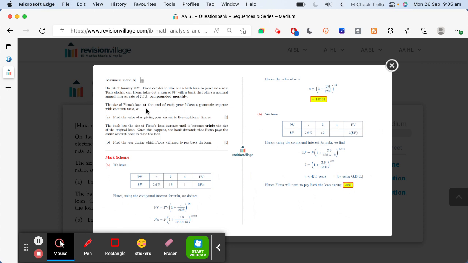And the size of Fiona's loan at the end of each year follows a geometric sequence, which we know. This could be entirely done using geometric sequences. You could just set it up as a geometric sequence and solve it, but it is also entirely legitimate to use the financial solver, which is what I thought I might just very briefly do.